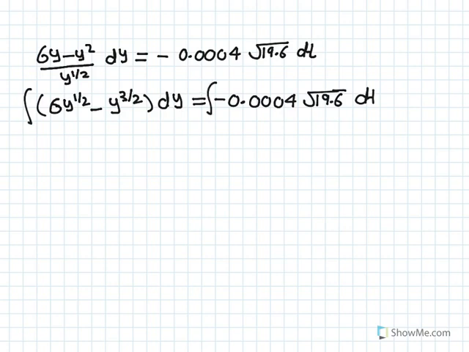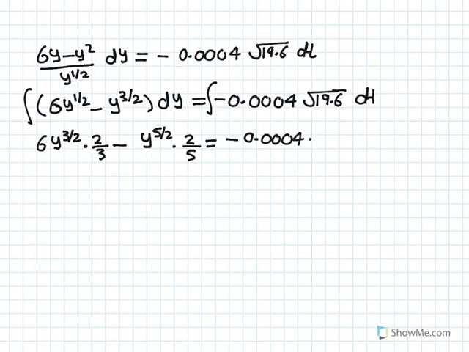Let's apply the reverse of the power rule. So add 1 to the exponent, divide by the same. 1/2 plus 1, 1/2 plus 2 over 2 is 3/2. Divide by 3/2, that's the same as multiplying by 2/3. Minus y to the 3/2 plus 2 over 2, that's 5 over 2. And divide by 5 over 2, that's the same as multiplying by 2 over 5. This is equal to minus 0.0004 root of 19.6 times t plus c.